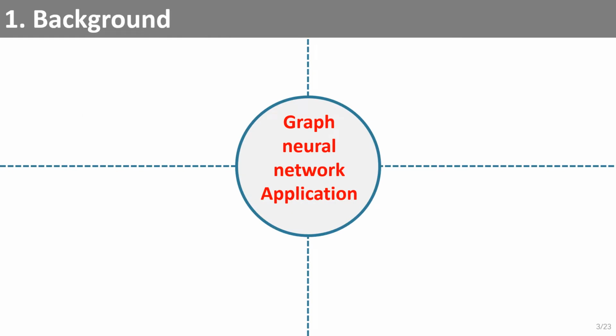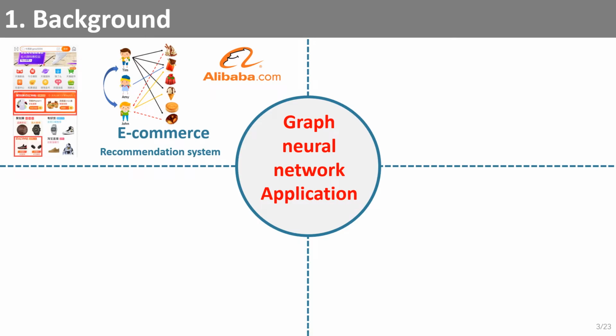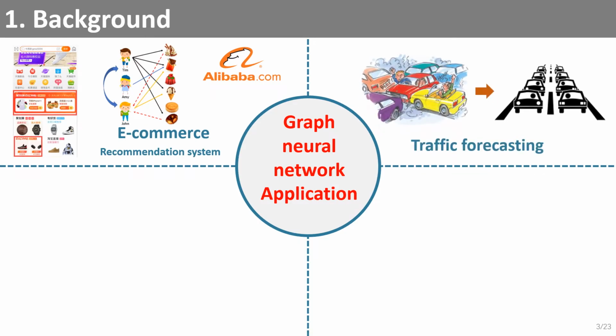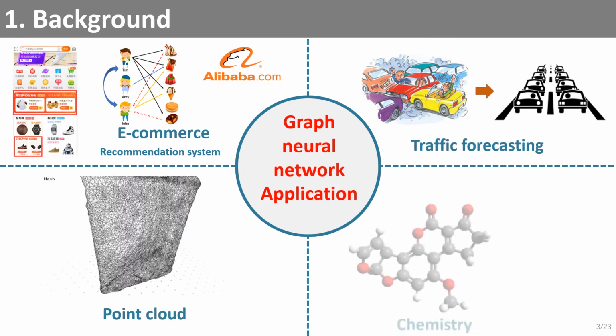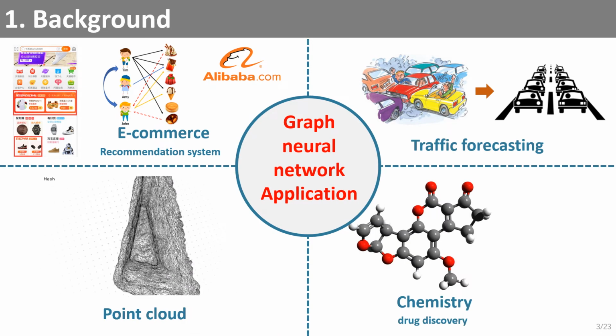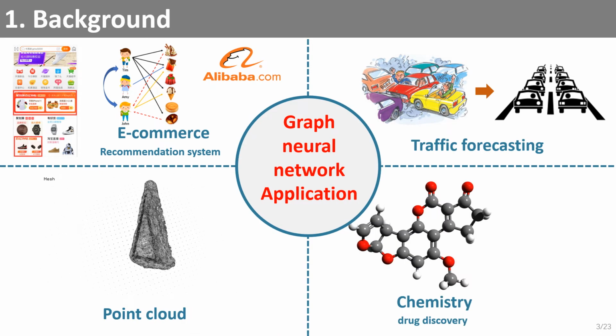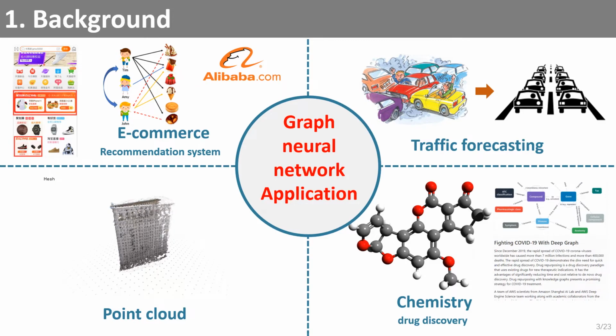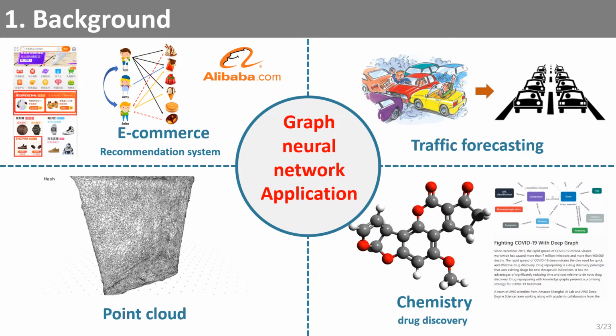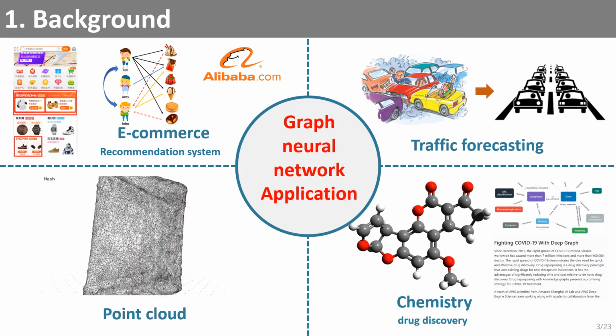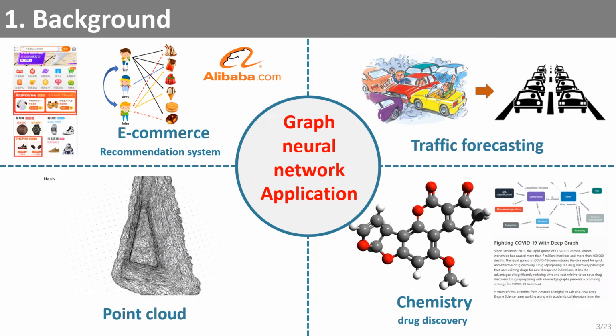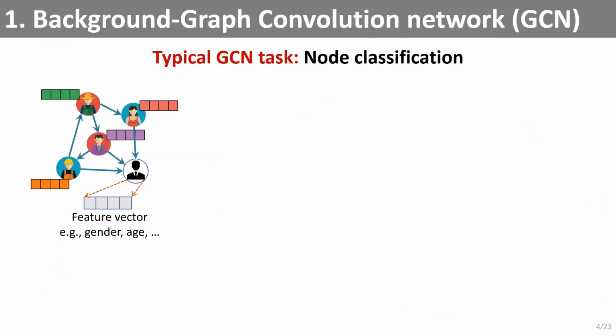Recently, graph neural networks are becoming a progressive field with diverse applications such as recommendation systems, traffic forecasting, point clouds, and chemistry. Meanwhile, we also witness some organizations leveraging graph neural networks to repurpose drugs for fighting COVID-19. Why can graph neural networks achieve such improvement?